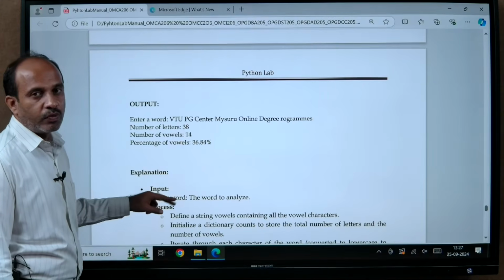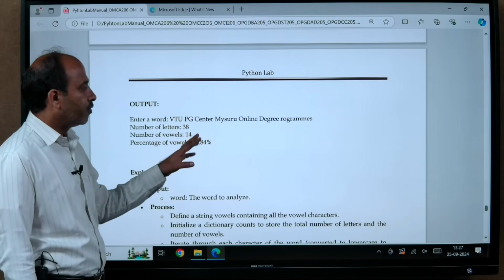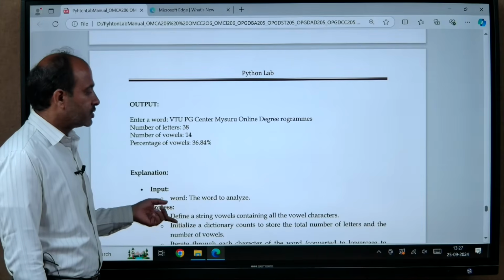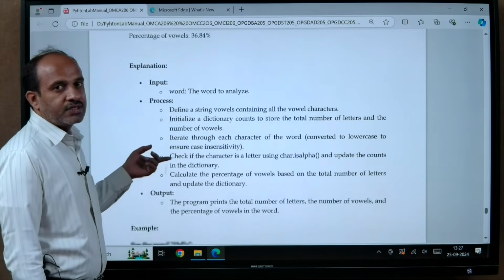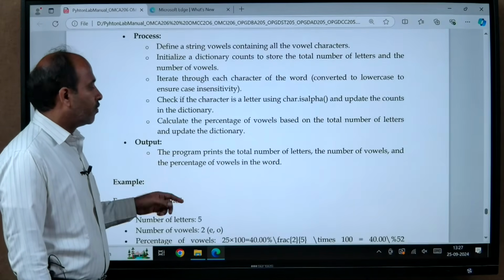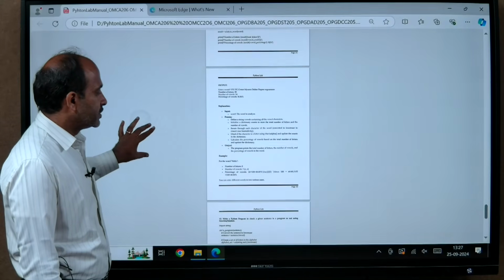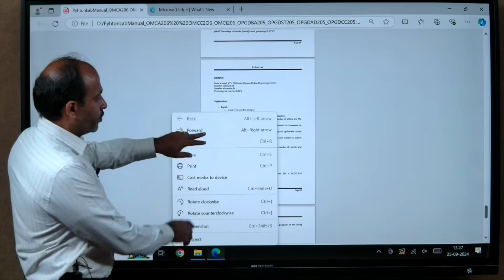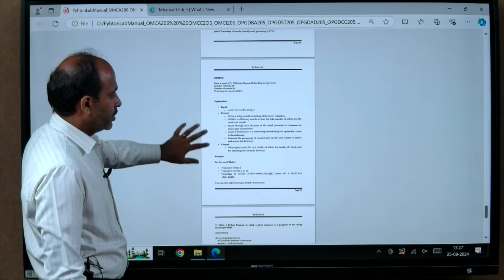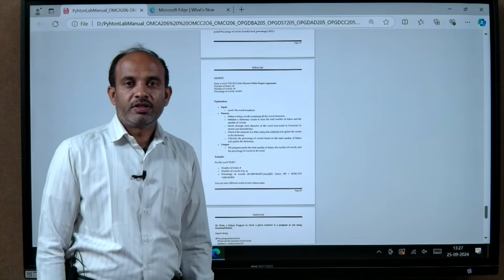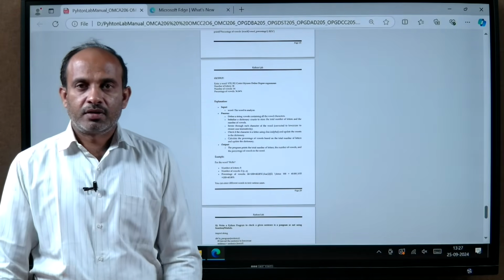It is 36.84% of vowels in the given string. This is about analyzing and finding out the number of vowels and the percentage of vowels in the given program. This is your 11th program in the Python lab. Thank you.